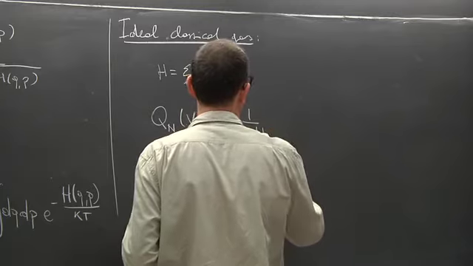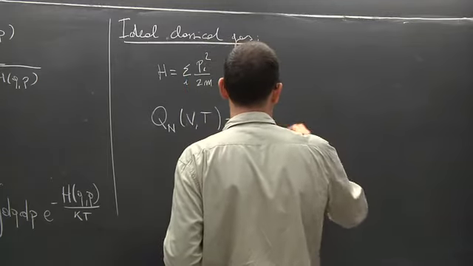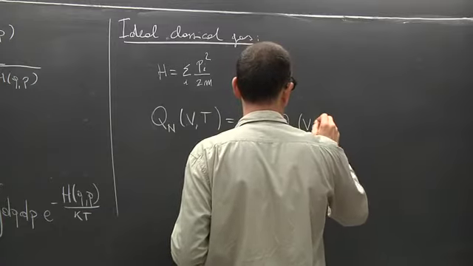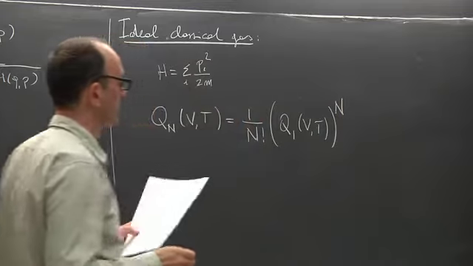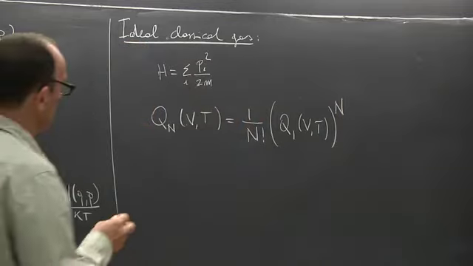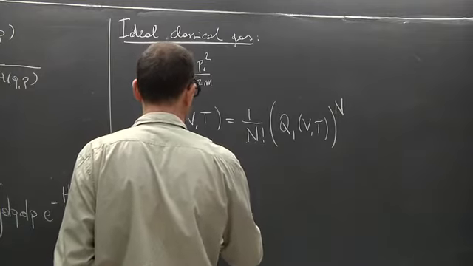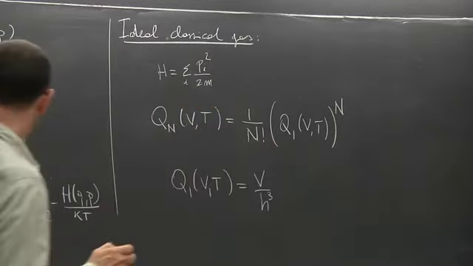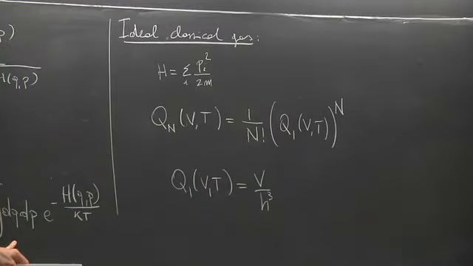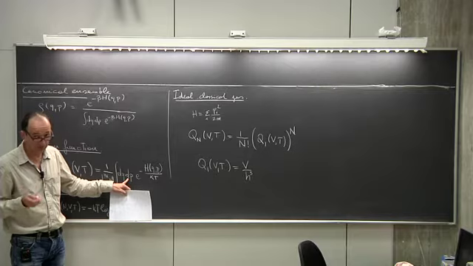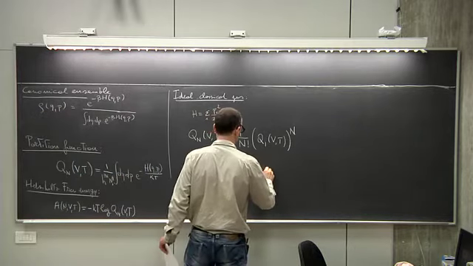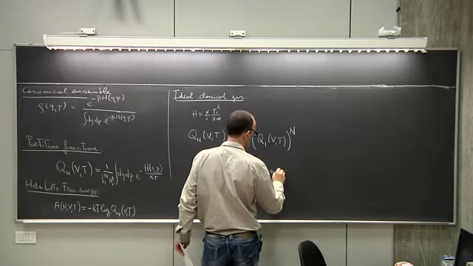So what you find is that you can write this as 1 over N factorial times the partition function for one single particle, to the power N, where this Q1 of V and T is just the volume divided by h cubed times the integral over the momenta of a single particle, which just gives (2 pi m kT) to the 3/2.